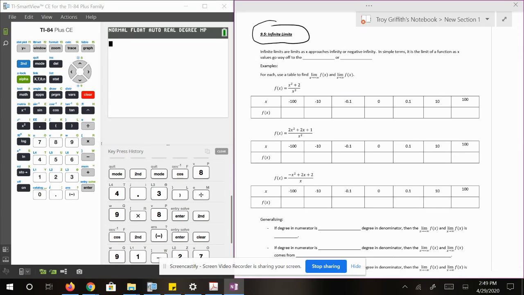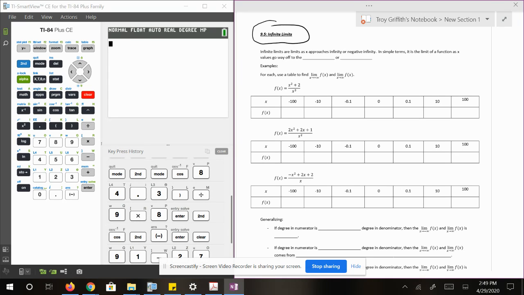So we've talked so far about introduction to limits, how you can look at them on a graph, how you can look at them in a table, how you can evaluate some of them algebraically. Today we're going to talk about a specific type of limits called infinite limits, and I will post this blank PDF on Google Classroom so you can fill things in if you want to print it out. But I'll be doing it here on the screen.